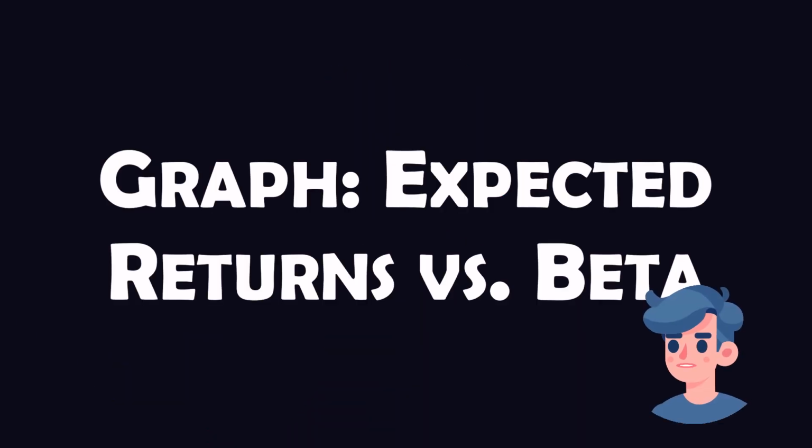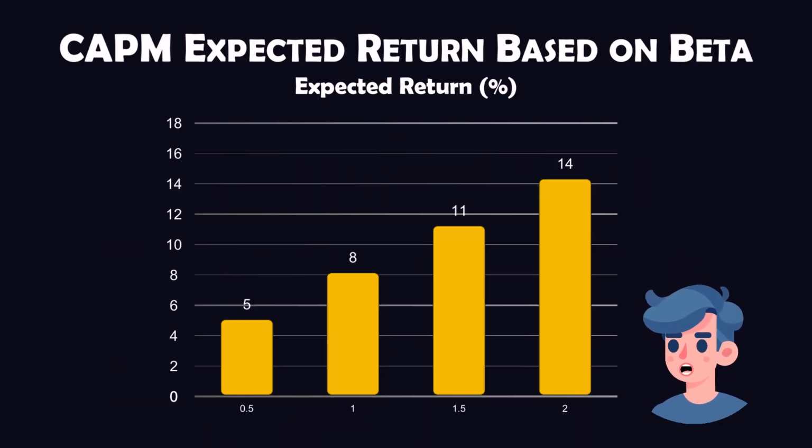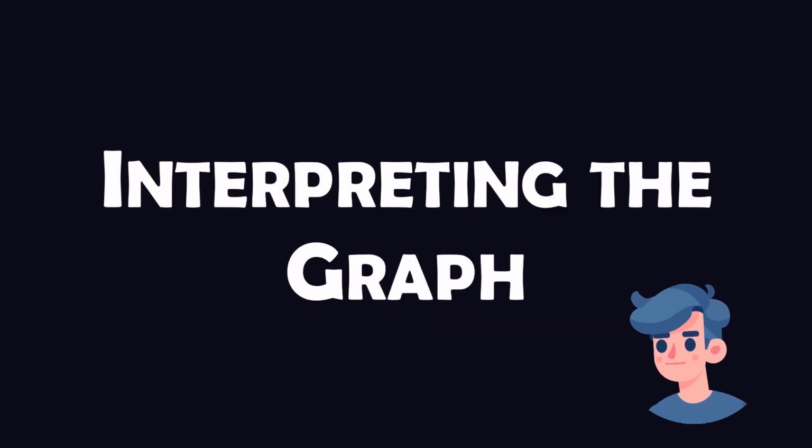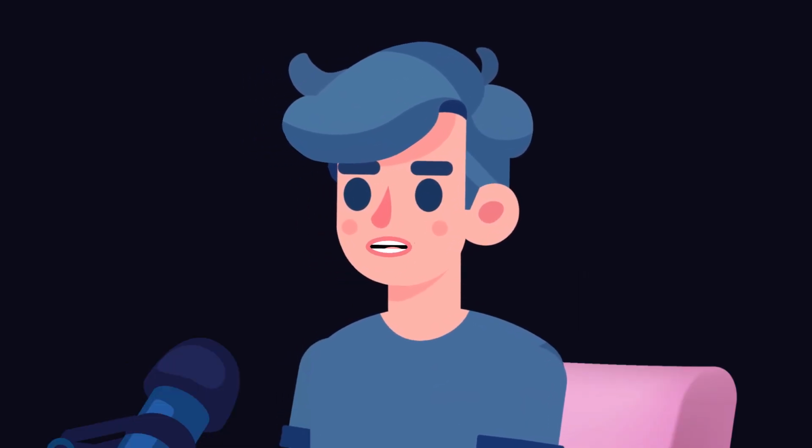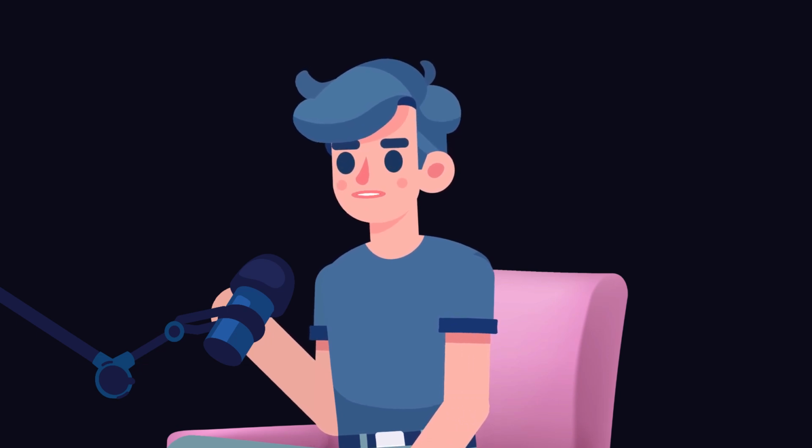To visualize this, let's look at a graph showing the relationship between different betas and expected returns, assuming a risk-free rate of 2% and an expected market return of 8%. As you can see, different beta values result in different expected returns, underlining the importance of beta in the CAPM model. Now, let's address some common questions about CAPM.